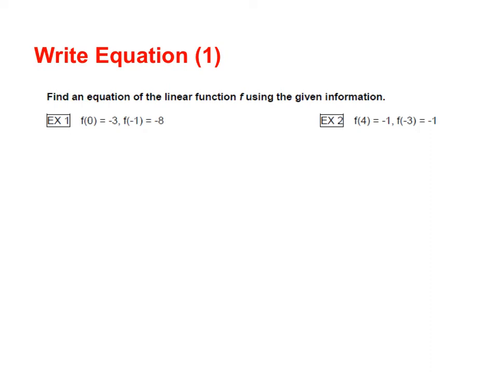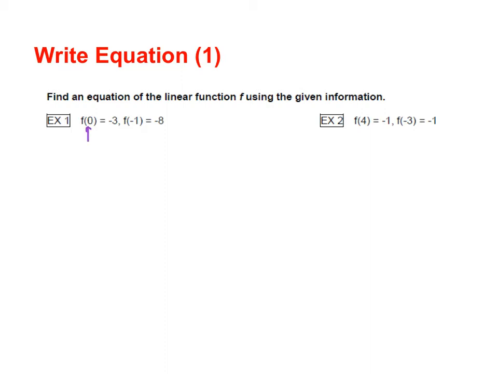Alright, we're going to practice writing equations with some given information. In example 1, we can see that f of 0 is equal to negative 3, and f of negative 1 is equal to negative 8. So, looks a little bit weird, but there's a couple things we can remember that will make more sense. When it says f of 0, remember that 0 is the input.